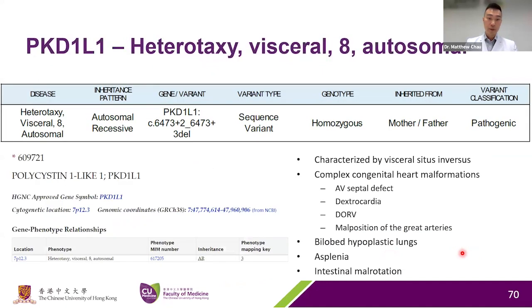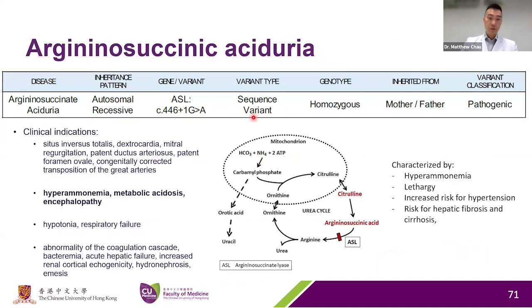So this individual had 3 molecular diagnoses, the first being a heterotaxy syndrome, which is consistent with their heterotaxy in the heart. And the second diagnosis was ASL deficiency, and this is a urea cycle disorder. There is a problem with the ASL enzyme resulting in a block and a buildup of argininosuccinic acid. This can be characterized by hyperammonemia, lethargy, risk of hypertension, as well as hepatic fibrosis and cirrhosis. So quite consistent with the features.